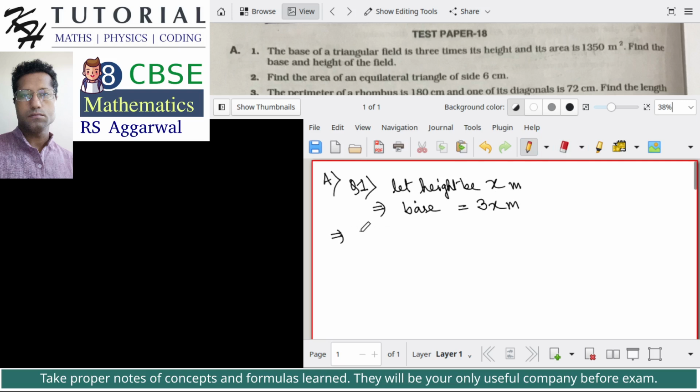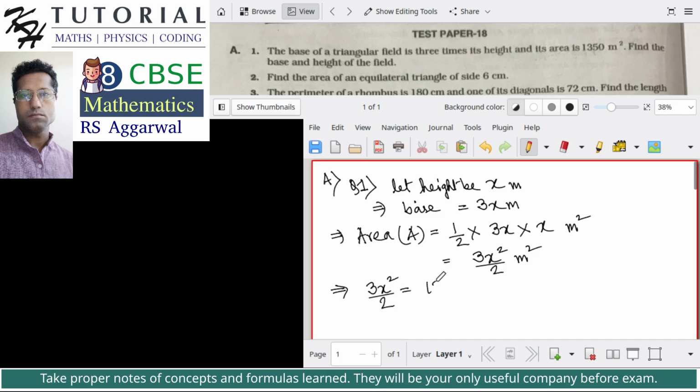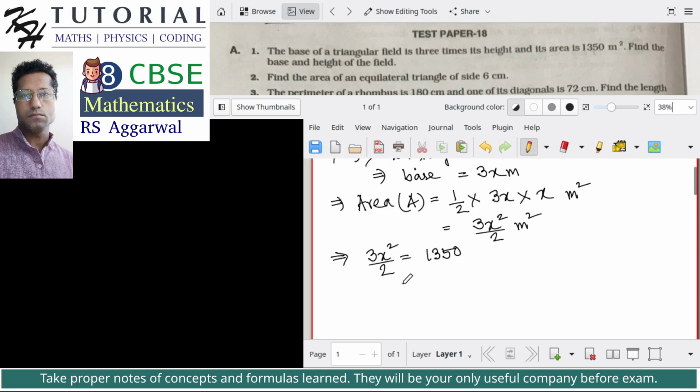So this implies the area A will be equal to half into base, that is 3x, multiplied by height, that is x, this much meter square, which is equal to 3x square by 2 meter square. So the area is given to be 1350 meter square. So we must have 3x square by 2 is equal to 1350. So we are having an equation in x square, no problem.